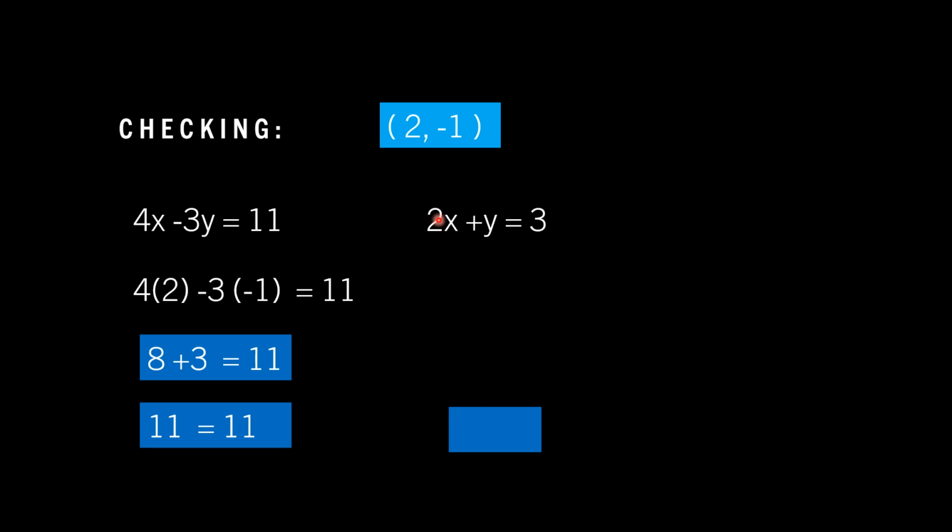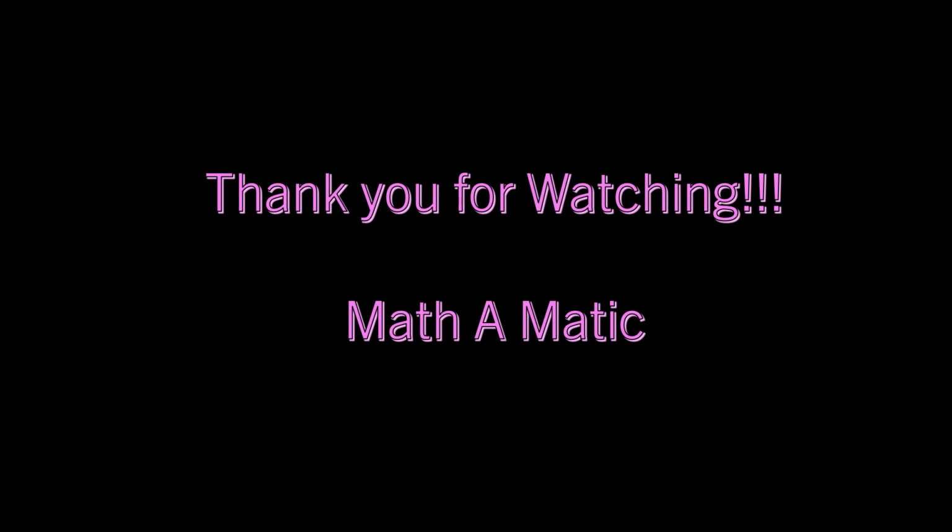The second equation natin is 2x plus y is equal to 3. So again, palitan lang natin yung x and y ng 2 and negative 1. So 2 times 2 plus negative 1 is equal to 3. 2 times 2, that is 4. And here is plus, then this is minus, so that's negative 1. So 4 minus 1, that is equal to 3. 3 is equal to 3, which is correct. Okay, so that's how you're going to solve the system by substitution method.